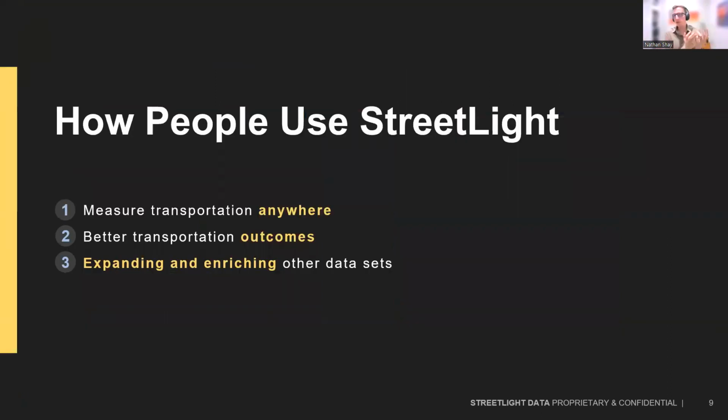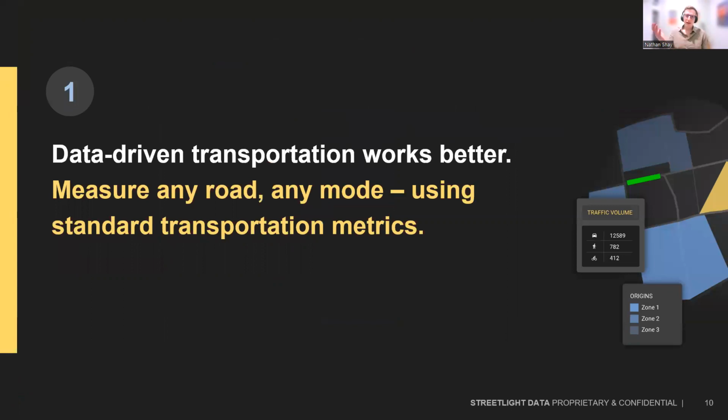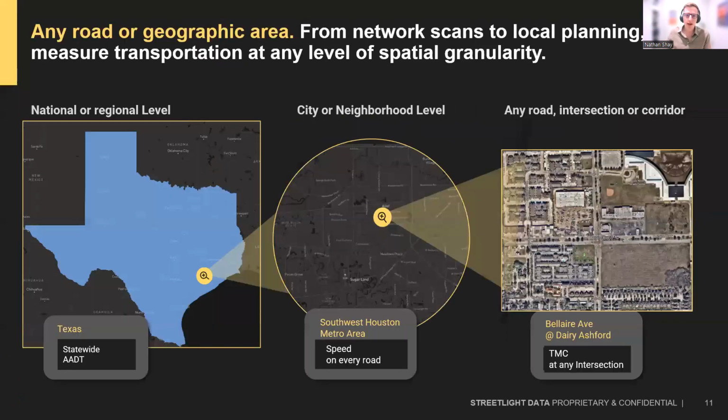That leads us into part two, how people actually use all of that data. Like I said, it allows us to deliver transportation metrics on any road, any mode. The big power of big data is that it's scalable and pretty ubiquitous. We cover all of North America, and you can analyze AADT at the state level, look down at a neighborhood and look at what the speed on all the roads is if you're doing traffic calming work, or even get down to an individual intersection and start looking at what the turning movement counts look like, or what pedestrian activity looks like at that intersection.